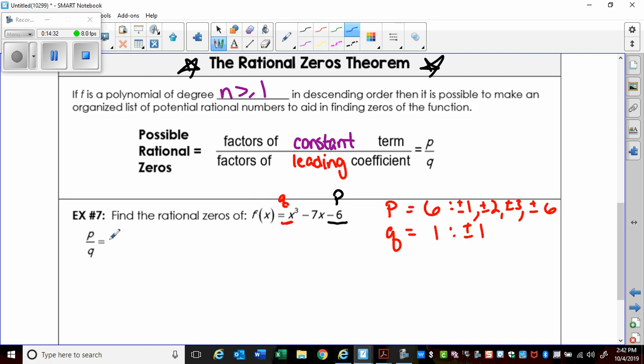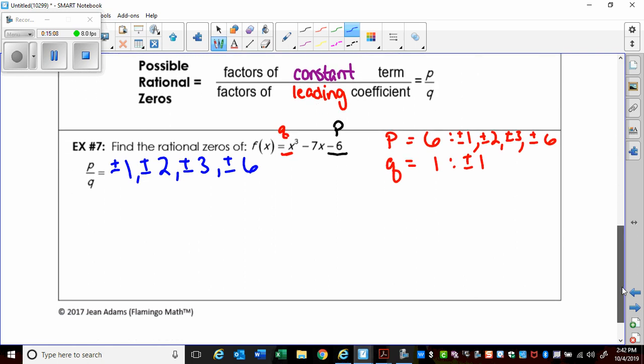So those are all of these numbers divided by 1, which is just these numbers: plus or minus 1, plus or minus 2, plus or minus 3, and plus or minus 6. So these are all potentials. Now, we have to try them. What you can do is plug them into the regular equation, and if that gives you 0, then we know it's a factor. But I'm going to try one and use synthetic division because it's shorter and find out if it is a 0. Okay?